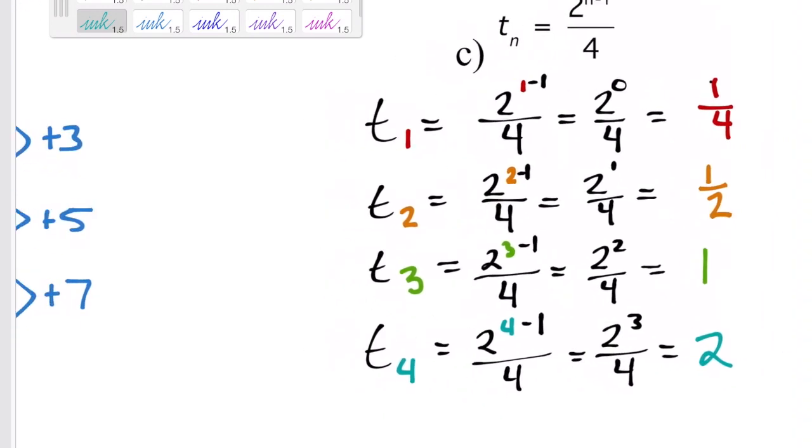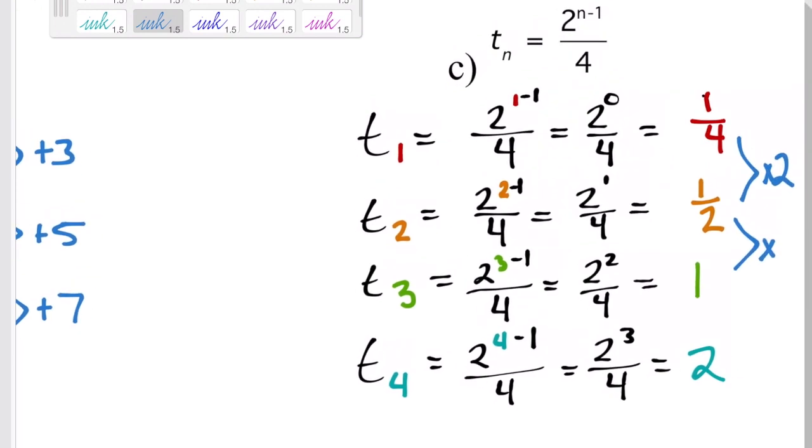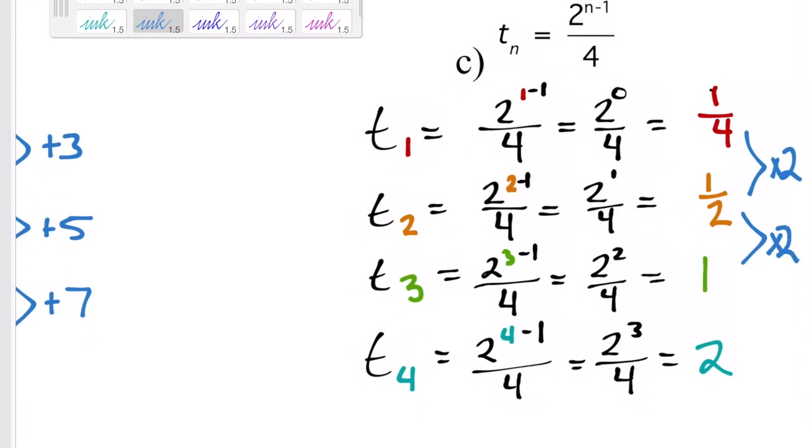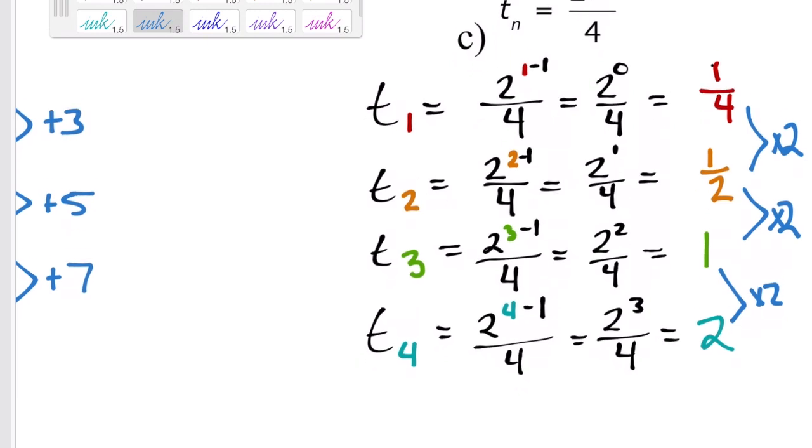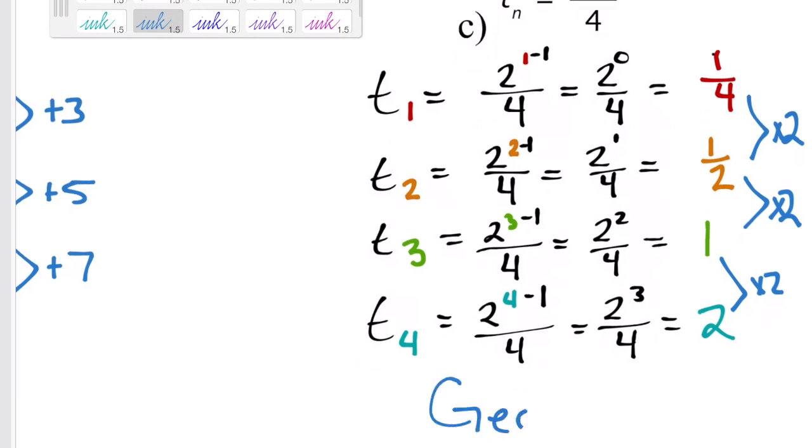So here going through, I could add a fourth to 1/4 to get a half, but adding a fourth to a half isn't going to give me 1. But looking at the other number, if I multiply by 2, so times 2, that works there. Half times 2 would give me 1, and 1 times 2 would give me 2. So because we're multiplying by the same number every time, this is going to be geometric.